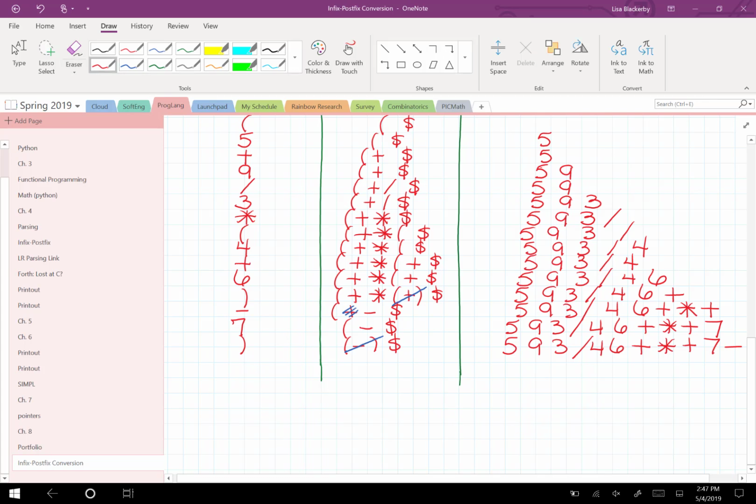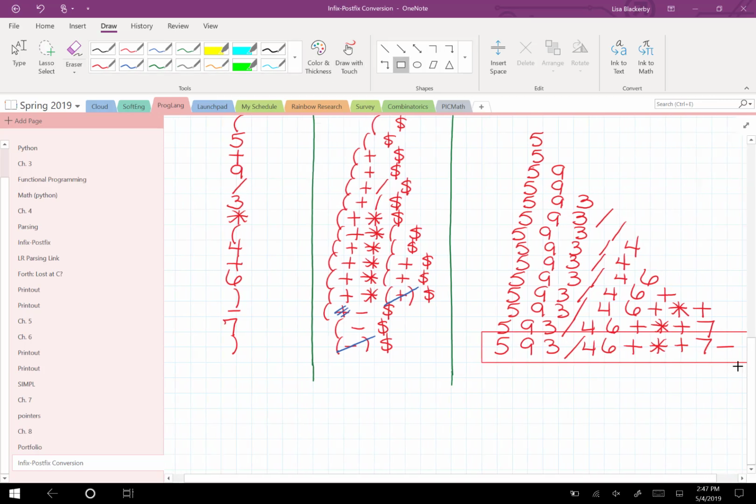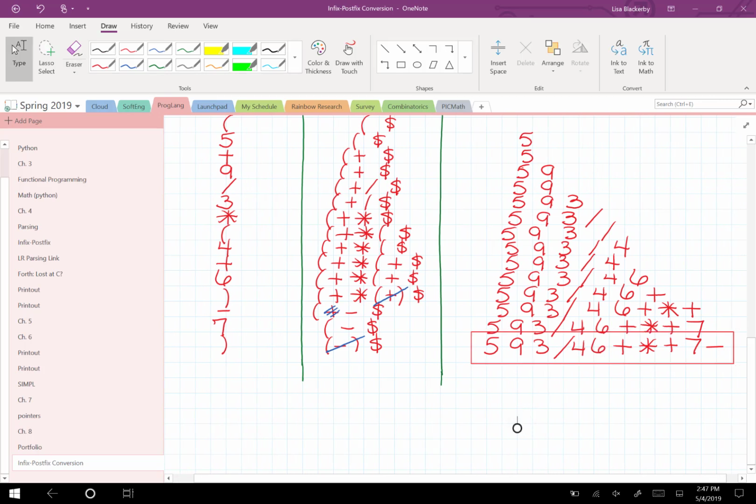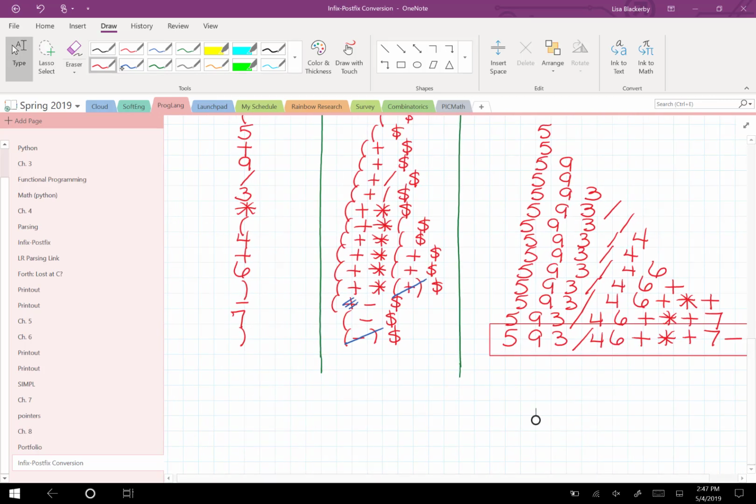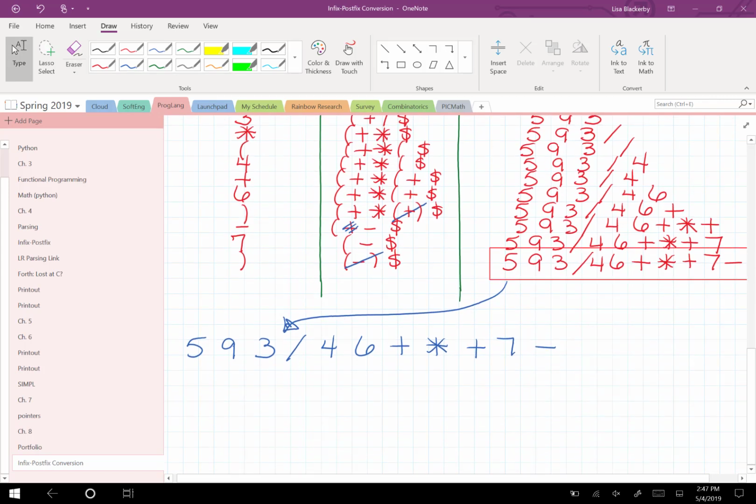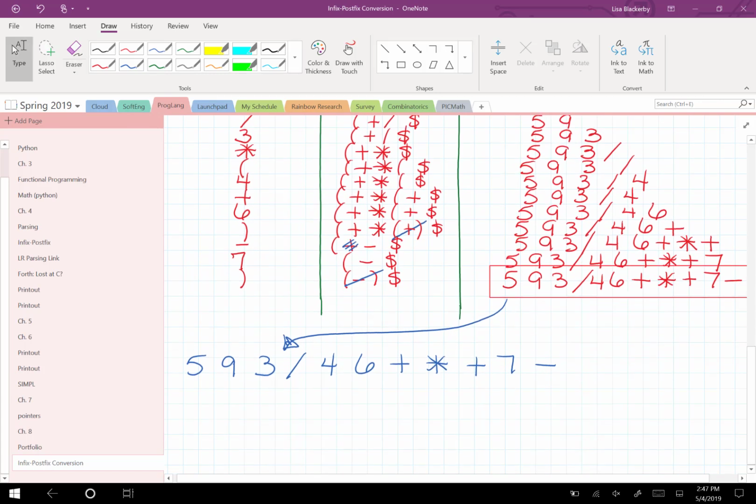So this is our expression. Now what we need to do is take that expression, 5, 9, 3, 4, 6, plus, and now we can decipher this postfix expression and find the answer.